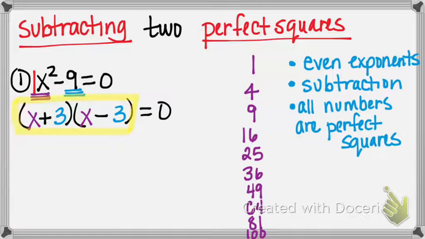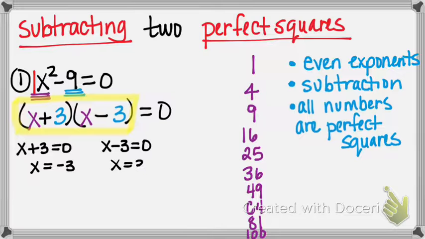To find your solution, though, set each factor equal to 0. And you get x equals -3 and x equals +3. And that is question number 1. Try to do number 2 by yourself.